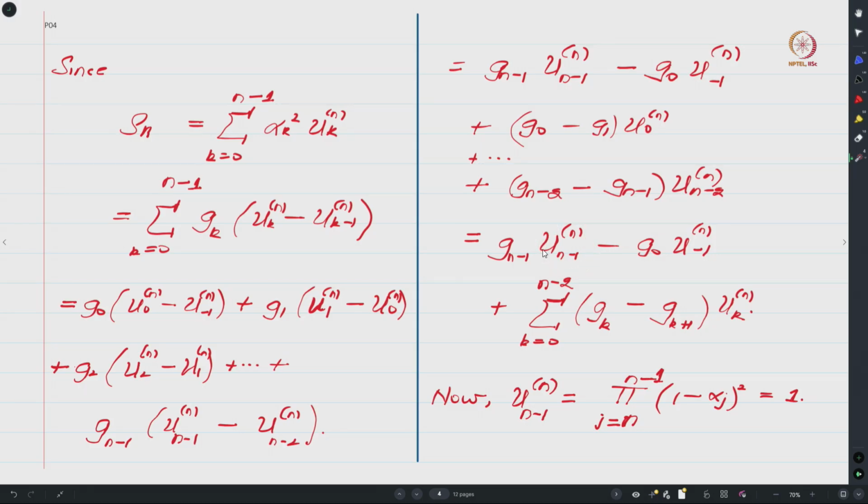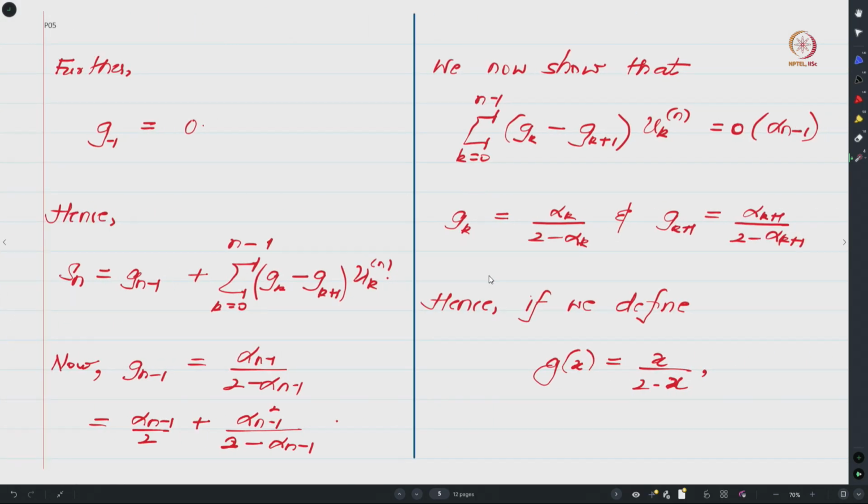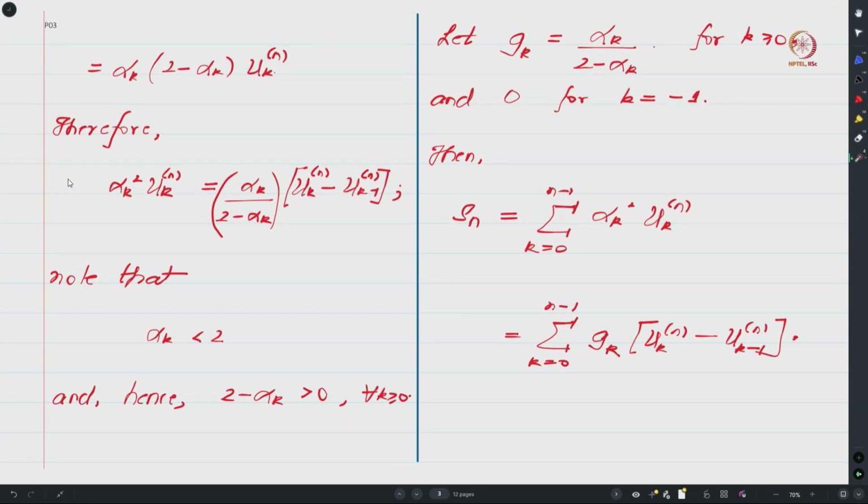If you look at u n minus 1 of n, this will start from j equals n and go all the way up to n minus 1, this product of 1 minus alpha j square. As I told you, whenever the lower index is larger than the upper index, we will interpret this product to be 1, hence this term which appears over here will be 1. So this expression will basically be gn minus 1, and on the other hand, if you look at g minus 1, we had defined it to be 0.